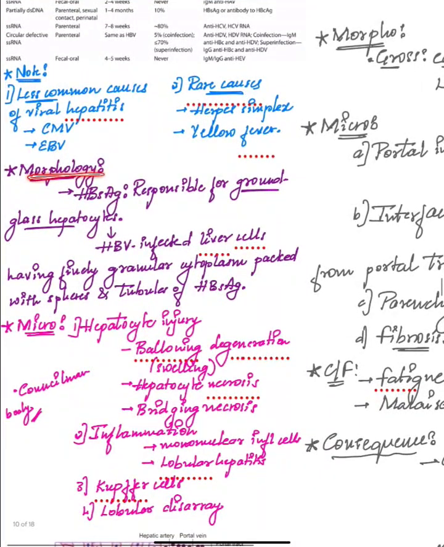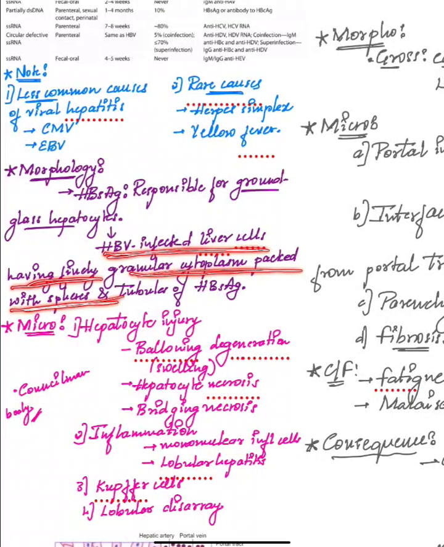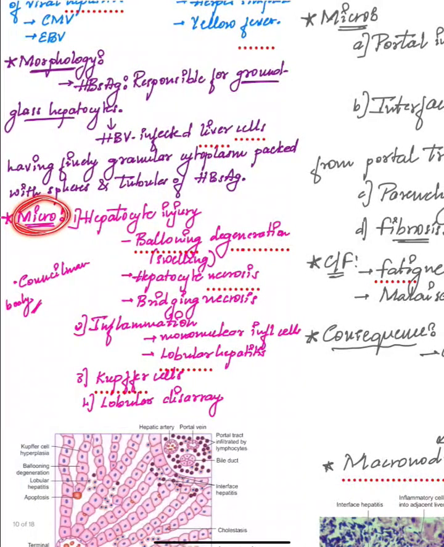Now coming to morphology. HBsAg is responsible for ground glass hepatocytes, that is, HBV infected liver cells having finely granular cytoplasm packed with spheres and tubules of the HBsAg. Coming to microscopy, the hepatocyte injury shows ballooning degeneration, which is swelling, hepatocyte necrosis, and bridging necrosis. These are the important features of the microscopy of hepatocyte injury. We can see the presence of Councilman bodies in this case.